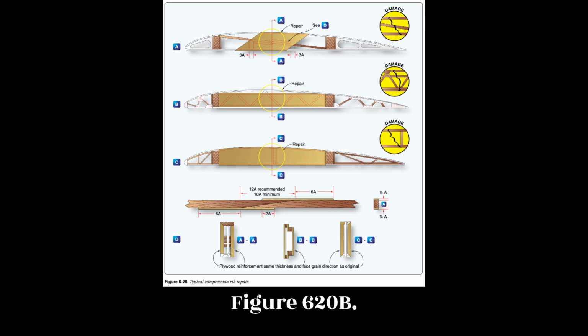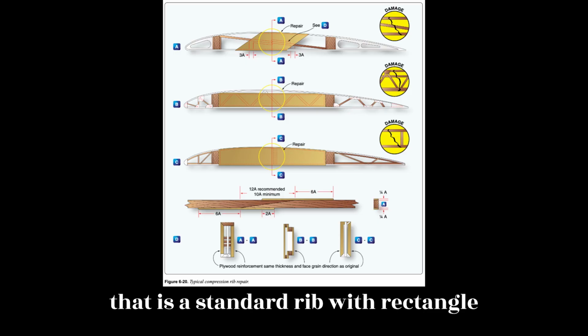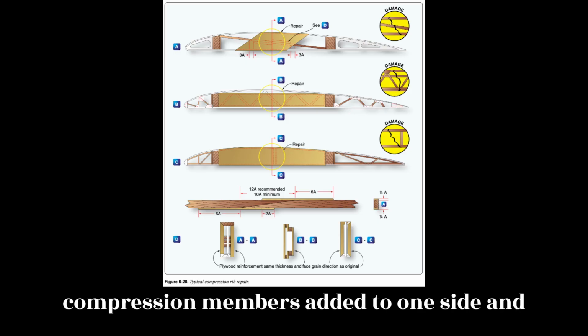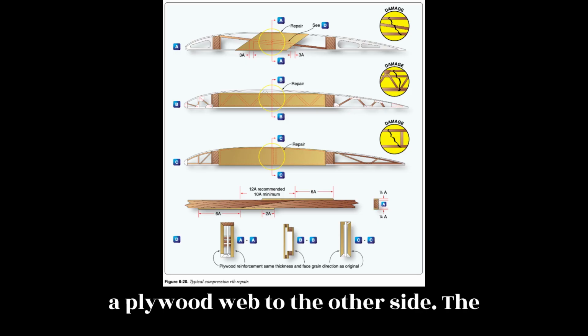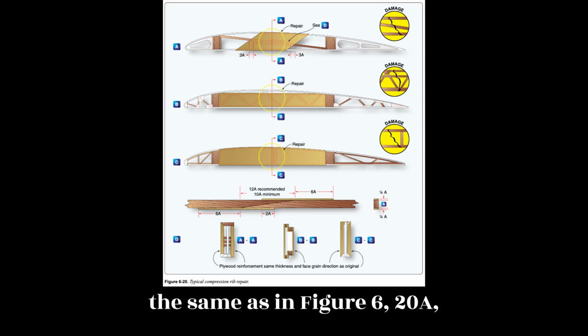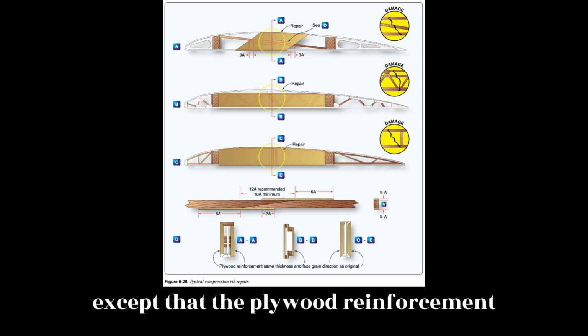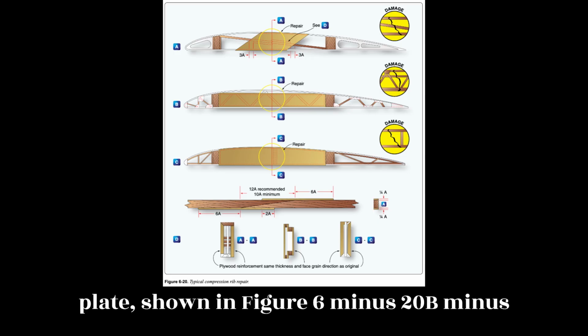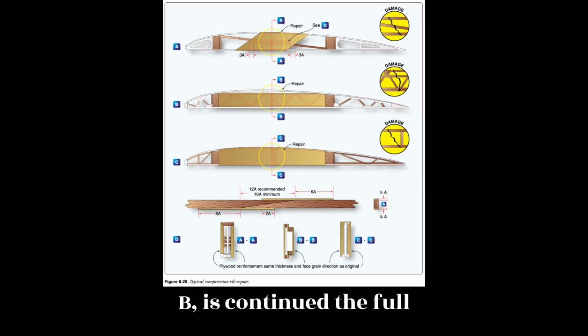Figure 6.20b illustrates a compression rib of the type that is a standard rib with rectangular compression members added to one side and a plywood web to the other side. The method used in this repair is essentially the same as in Figure 6.20a, except that the plywood reinforcement plate, shown in Figure 6.20b-b, is continued the full distance between the spars.